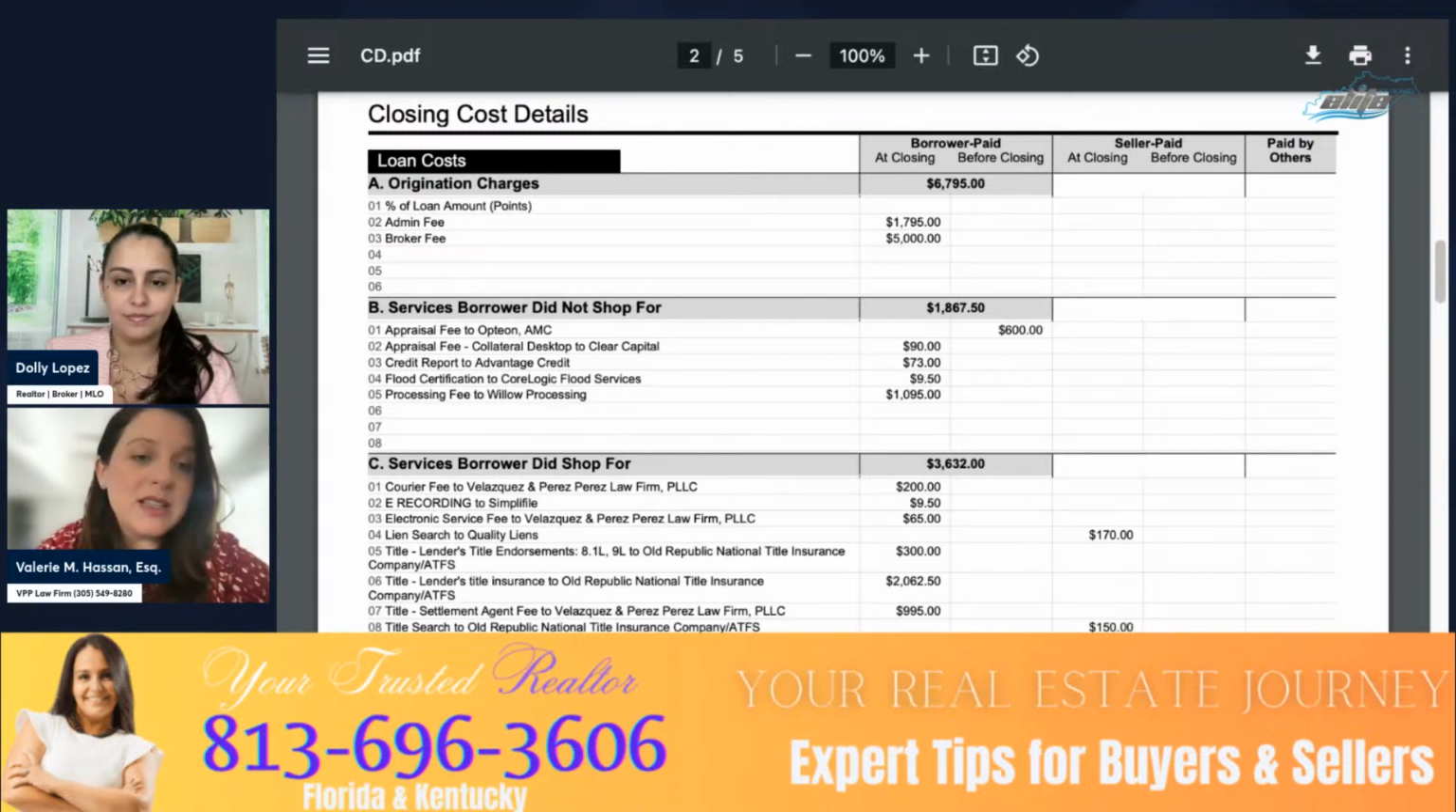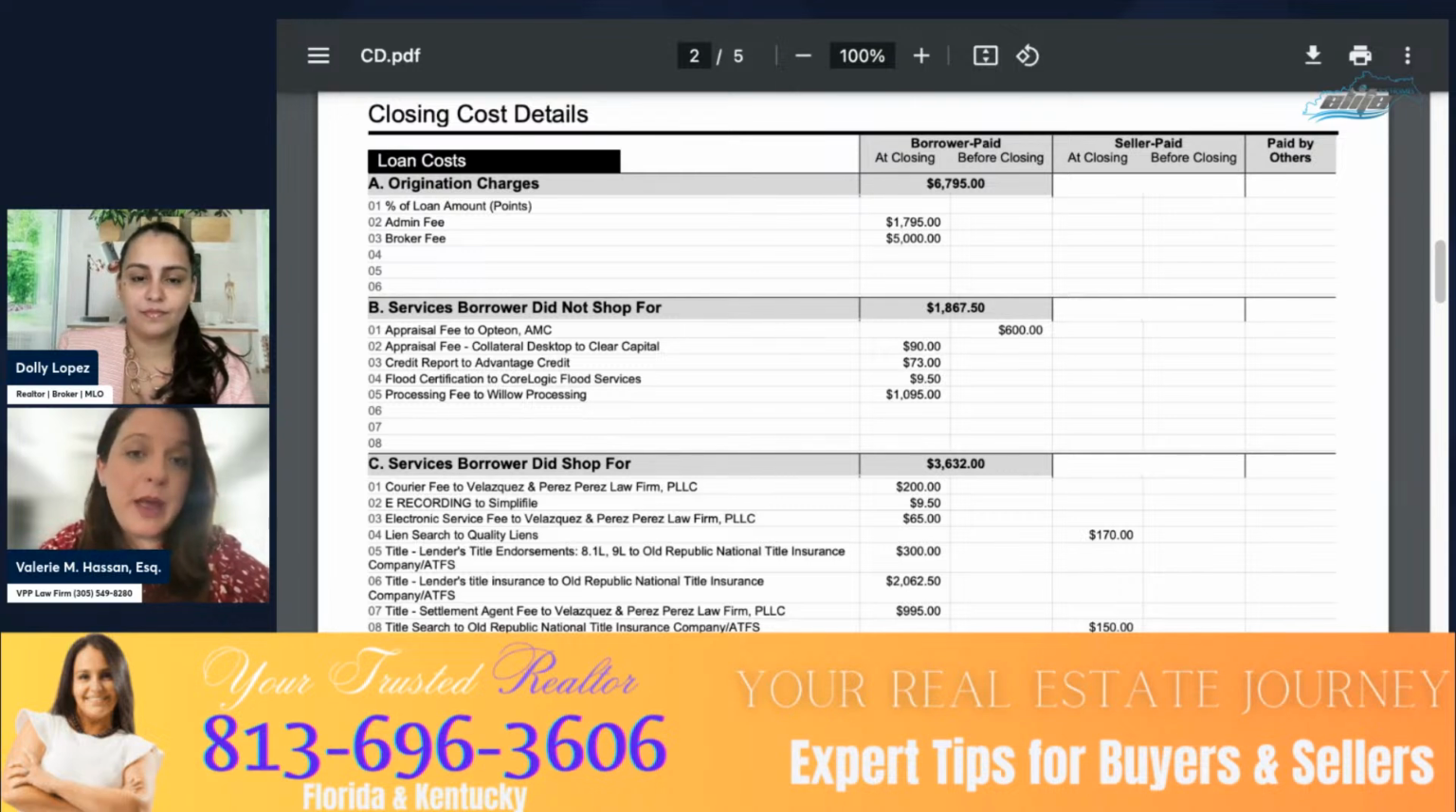Section B is going to be everything that had to be done in order to obtain the loan, such as the appraisal, credit reports, flood certifications, processing fees, any kind of background information they need from the borrower in order to approve them. It'll show up here in section B, okay?